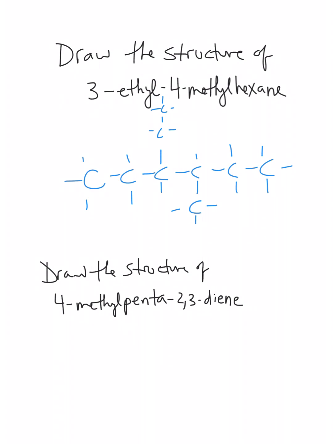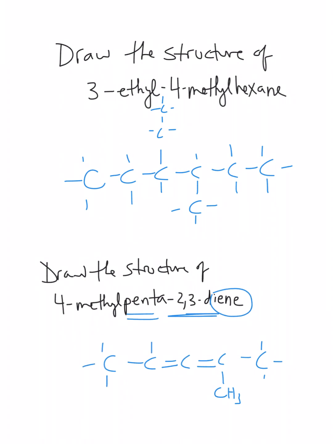Then draw the structure of 4-methyl penta-2,3-diene. What the heck is this? Now we're dealing with an alkene, and the penta-2,3 is telling us there are 5 total carbons because it's pent. The position of the double bonds is after carbon 2 and after carbon 3. And then it's a 4-methyl, so 1, 2, 3, 4. We're gonna have a methyl group there. That's all that little carbon can hang on to there. So it doesn't get any extra hydrogens, neither does carbon 3. This one gets a hydrogen, that one gets 3 hydrogen. We fill it out. Each carbon's making 4 bonds. Bada bing, bada boom.